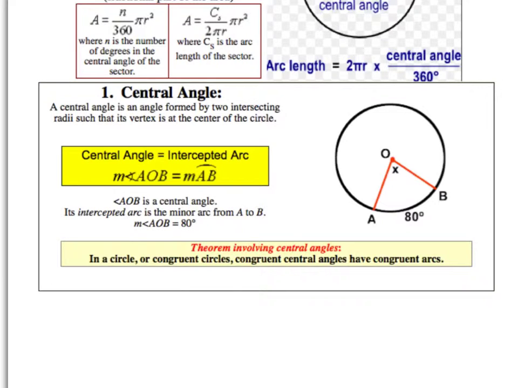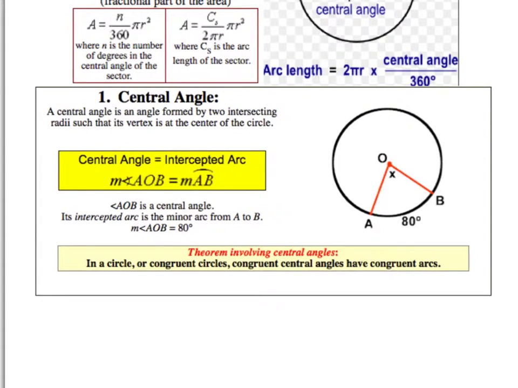There are a few theorems that we need to know. The central angle is equal to the intercepted arc. So you look here and you see that the measure of angle AOB is equal to its intercepted arc, which is 80 degrees. So the measure of angle AOB is equal to 80 degrees.